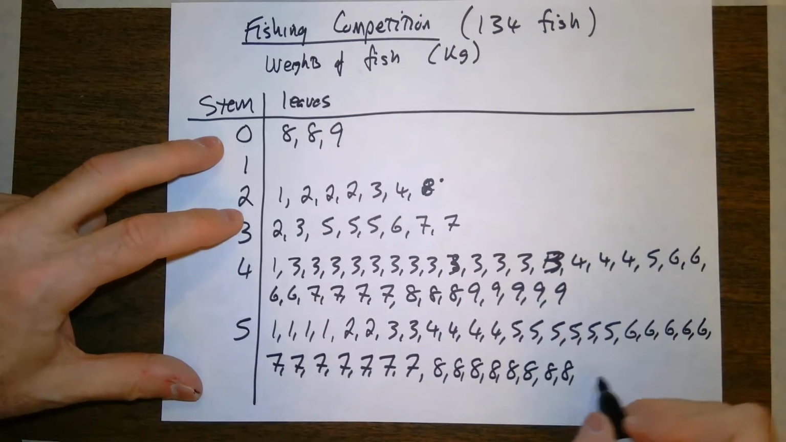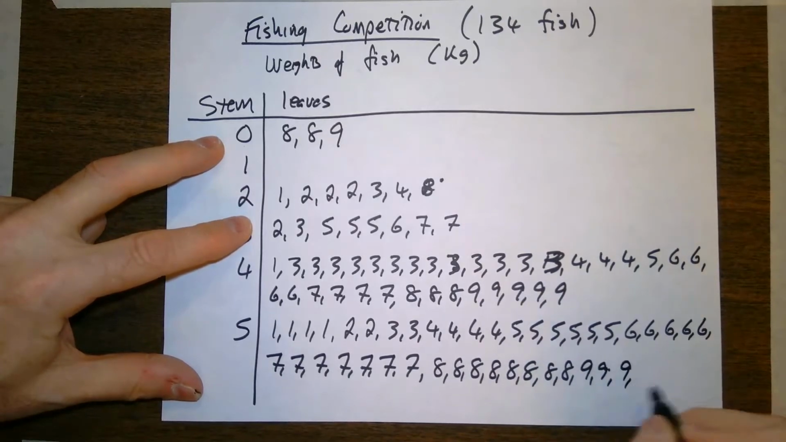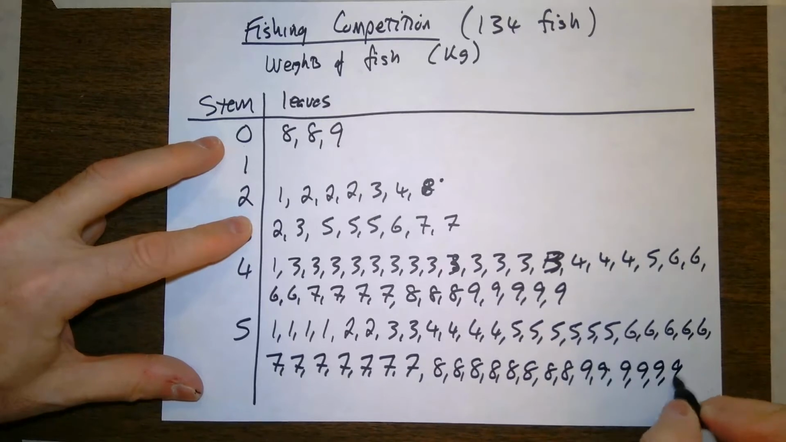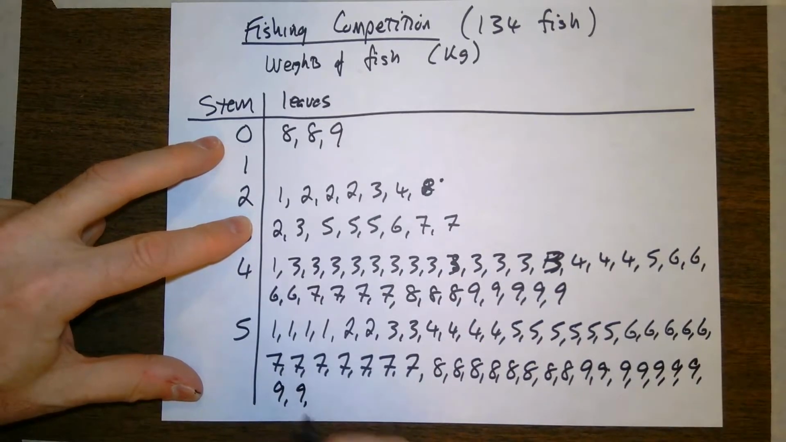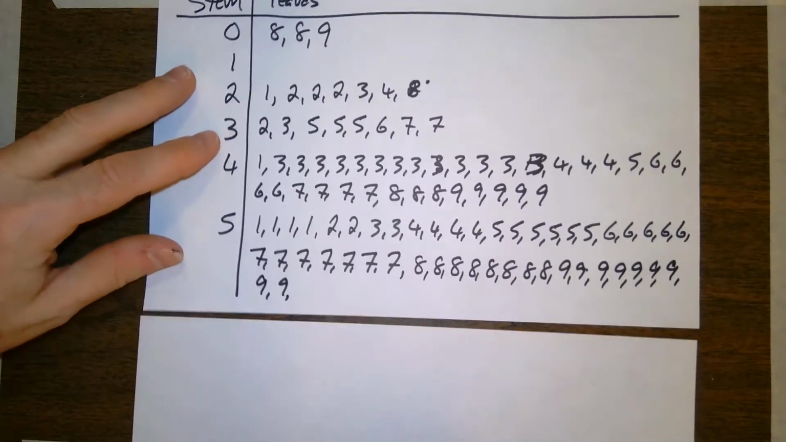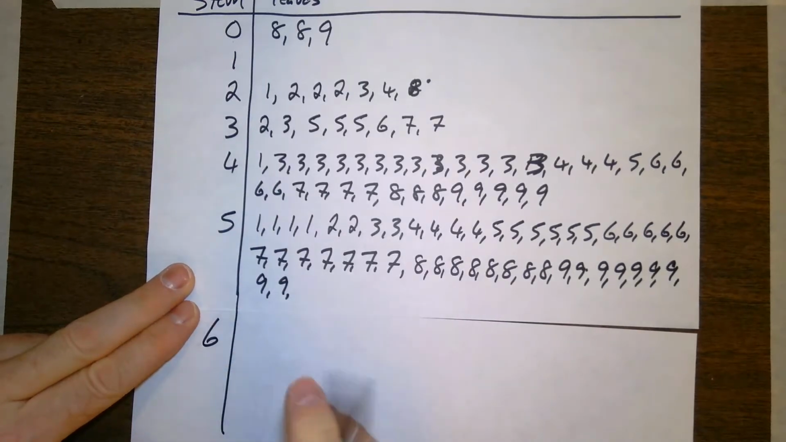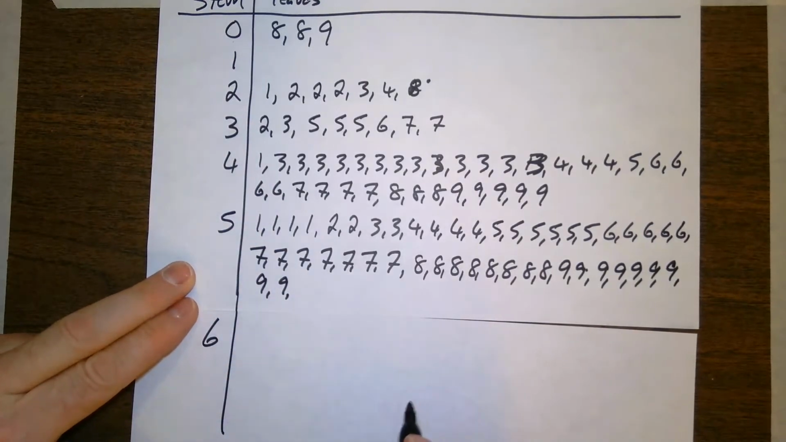Oh, can I fit that in here? So I want to put 9 nines in here. 1, 2, 3, 4, 5, 6, 7, 8, 9. I'm going to extend the table here. There was a bunch that weighed 56 as well.